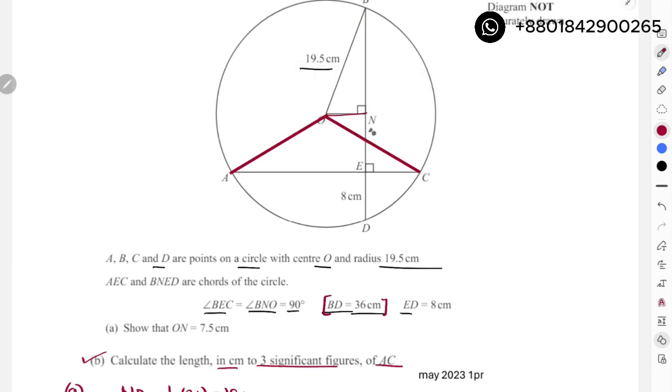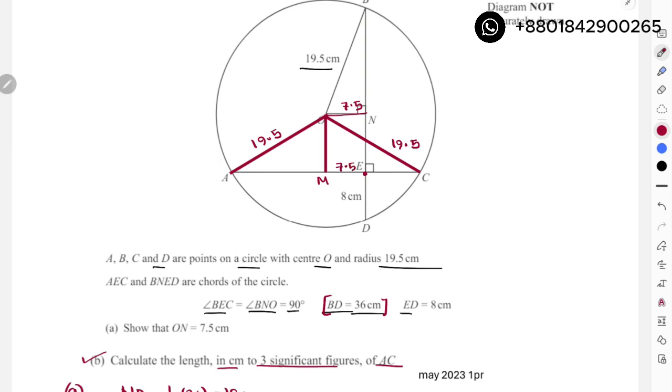At this point, obviously OA and OC will obviously be the radius, right? So which is going to be 19.5, and this is another 19.5. I can again understand if I want to find out the exact midpoint, this is exactly below O. This point I consider as M, and this is E. If ON is 7.5, then this ME is also 7.5, right?